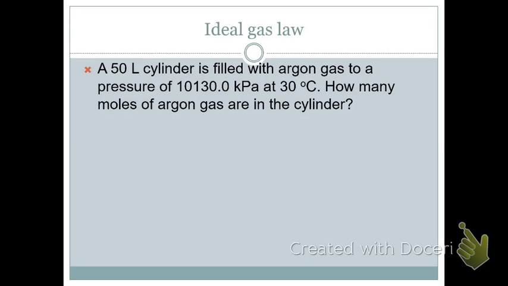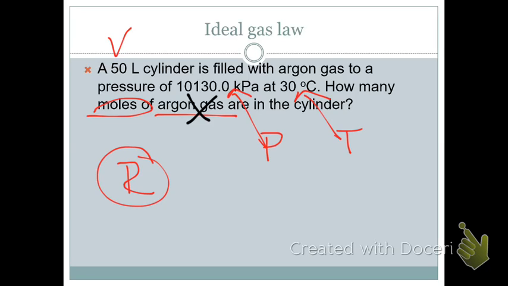Do I really need to know that I have argon? Actually, I don't need to know that I have argon gas because I am calculating my moles. So the fact that I have argon gas is extraneous information. But I do know my volume, my pressure, and my temperature. So all I really need is my R value, and the R value will be given to me so I can calculate the moles.